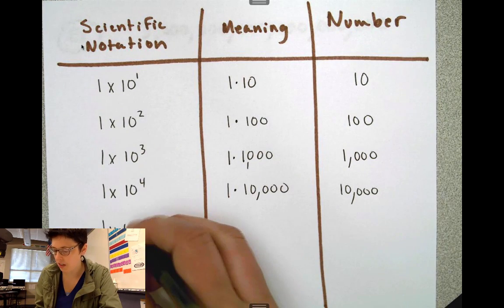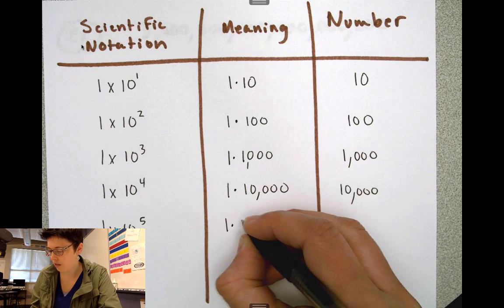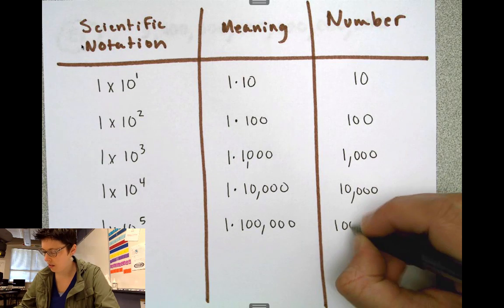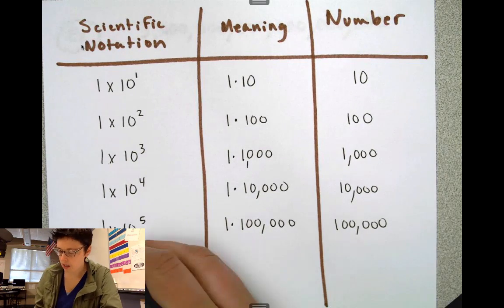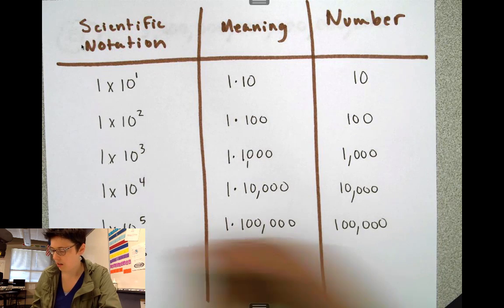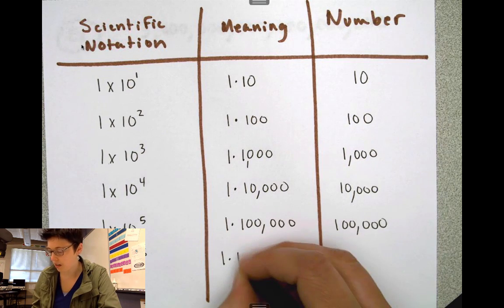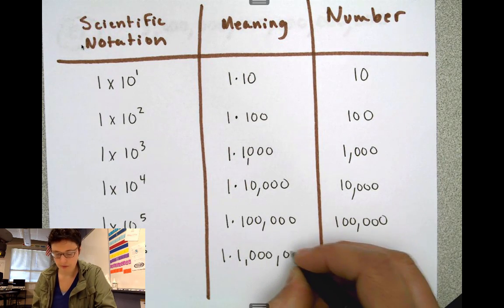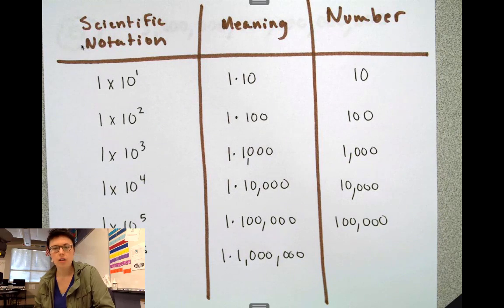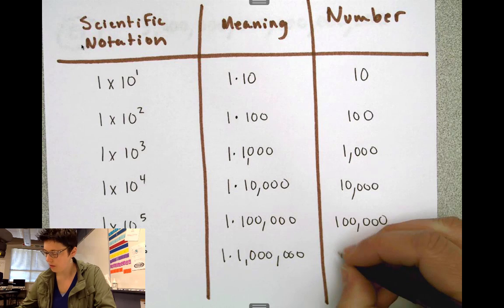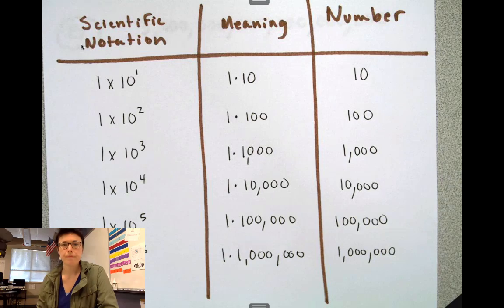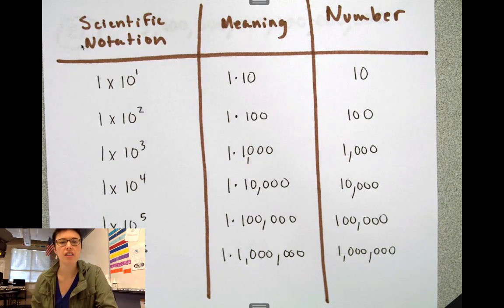And I'm going to continue here. 1 times 10 to the fifth. That'd be 1 times 100,000. There'd have to be 5 zeros in that number, meaning it's 100,000. And if I did 1 times 10 to the sixth, 10 to the sixth means I have to have 6 zeros. There we go. Which puts us up into the million range. So now what I'm going to do is write 1 million right there. And I'm going to stop for a minute because I could continue this chart forever.